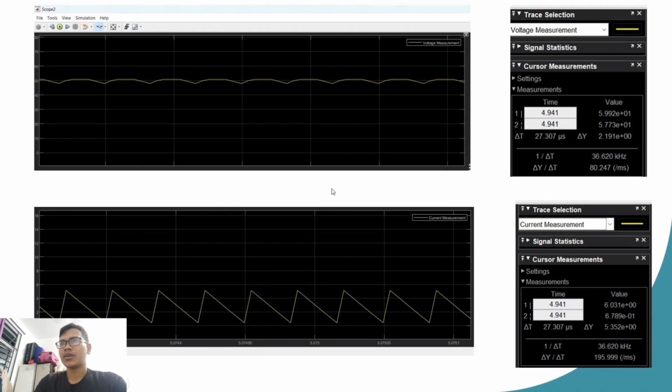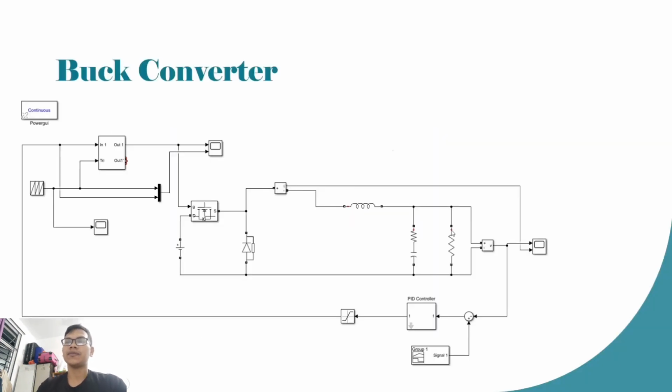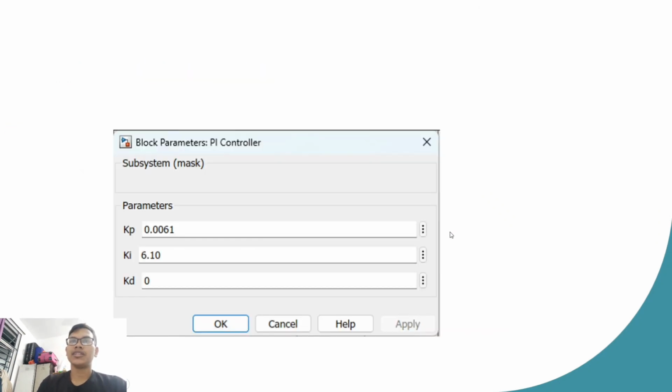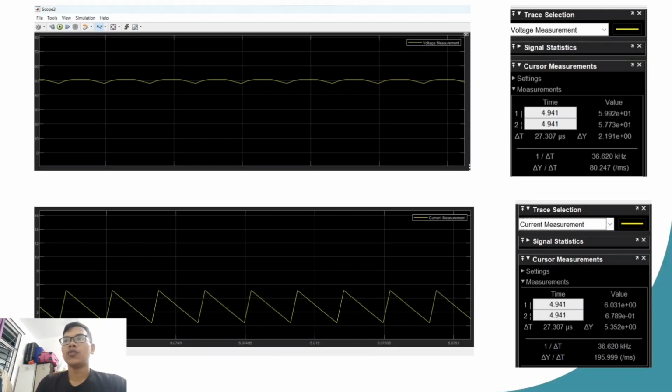Okay, then after we run the buck converter circuit, we will get the voltage and current measurement. The output voltage is like this, where we get a linear DC voltage, and the current measurement is like this, the sawtooth waveform.